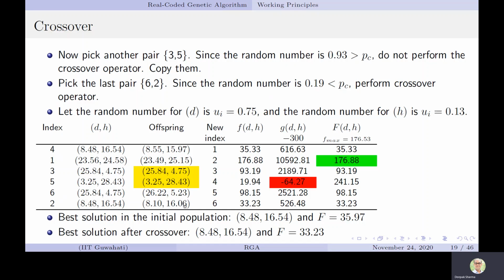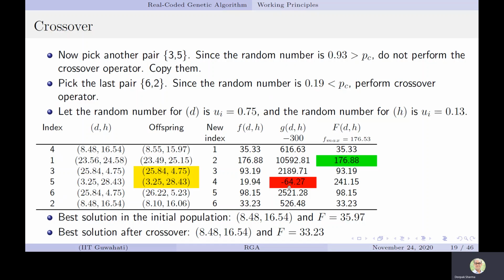Now we remember that we have to find which are the feasible solutions. If I look at the sixth column, it shows me the value of g minus 300. So solutions 1, 2, 3, and then 5 and 6 are feasible solutions. Solution 4, as per the new index, is infeasible. For a feasible solution, we know that the fitness is the same as the function value, so you can find it out.